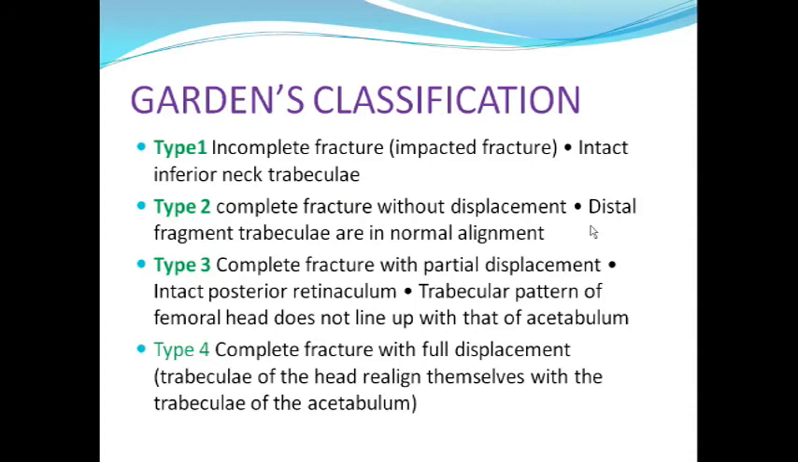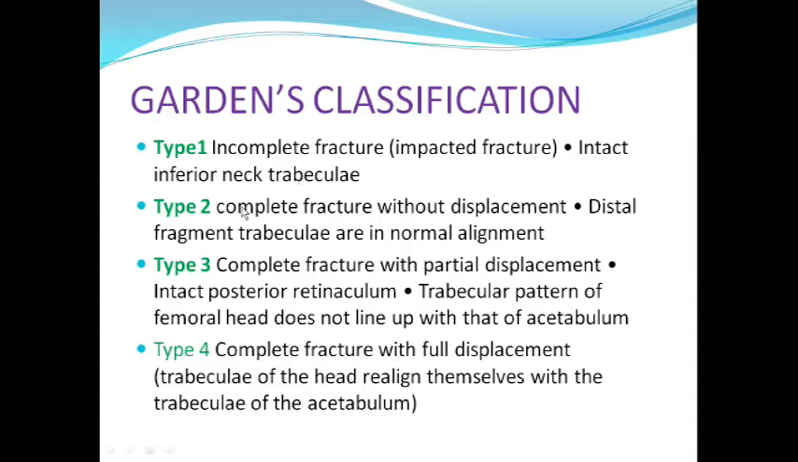Now coming to Gardner's classification, which is very important. In fact, your treatment mostly will be based on this classification only. So we have four types here. First one is incomplete fracture, and the inferior neck trabeculae are intact. The first one is incomplete fracture and trabeculae are intact.